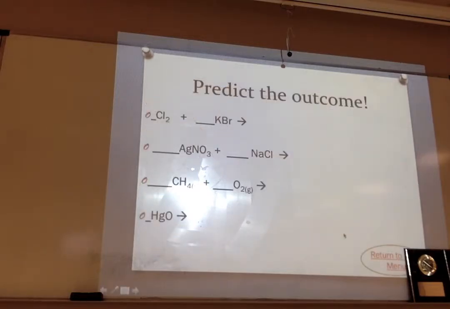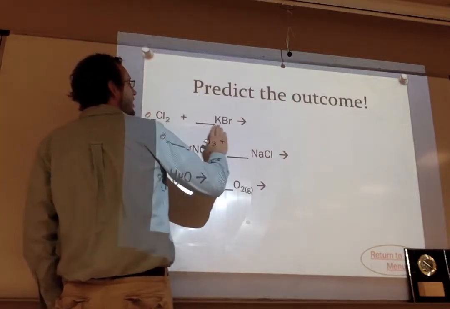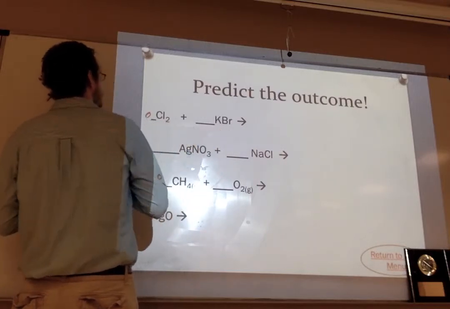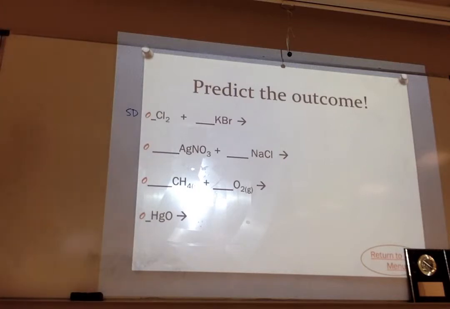Predict the products. We've got one element reacting with one compound. What type of reaction is this? So here's our single displacement. What do we get in a single displacement reaction? We get a new compound and a single new element, correct?